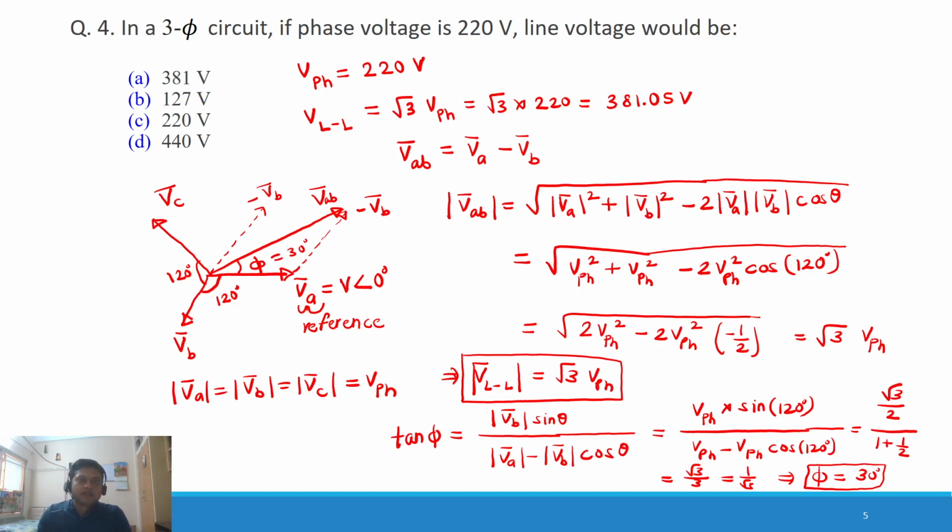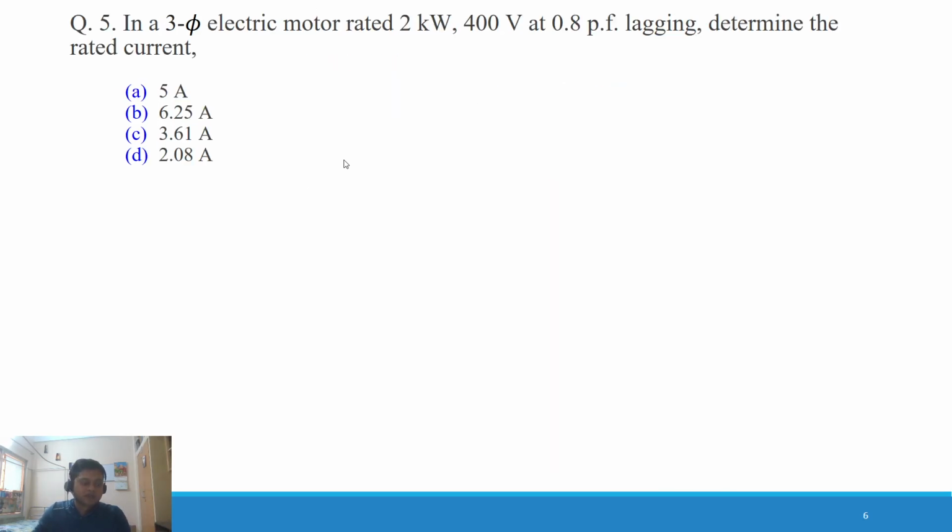So in this question, only the magnitude is asked. So the correct option will be 381 volt. Now let us see the fifth question. This one is also a very basic question.